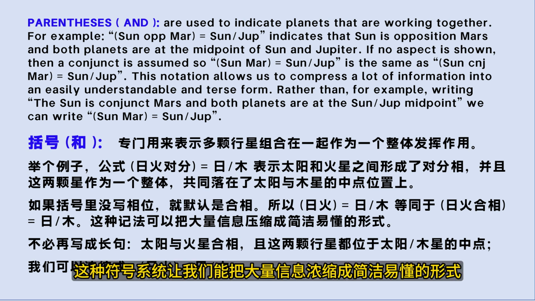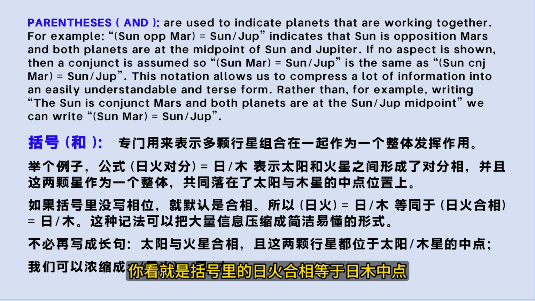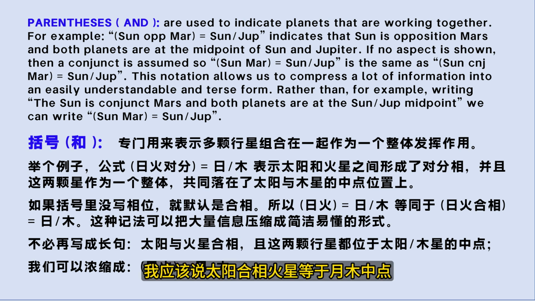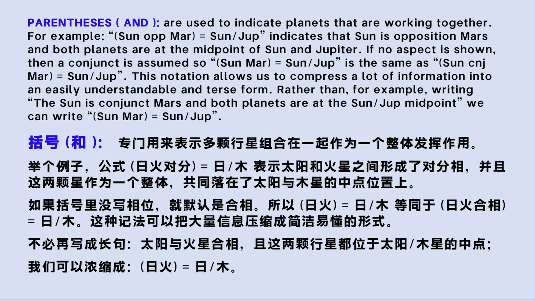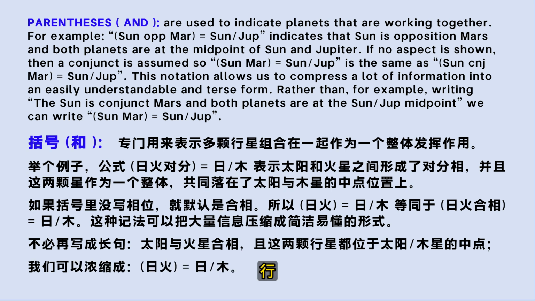So this notation allows us to compress a lot of information into an easily understandable and terse form, doesn't it? I mean, I didn't do it in glyphs here, but, Sun conjunct Mars in parentheses equals Sun/Jupiter. Very clear. You see exactly what's going on. What a stupid example. I should have said something like Sun conjunct Mars equals Moon Jupiter. By the way, all these planets should be different from each other. But I think you've got the idea. Okay. All right.